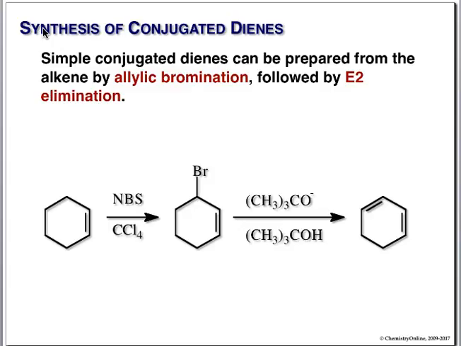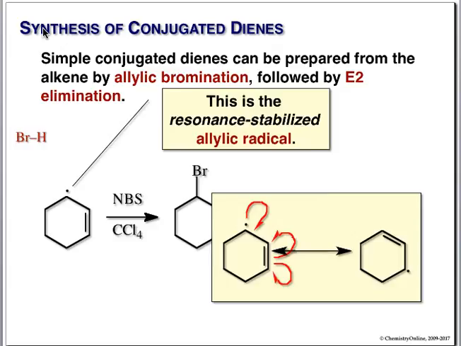I'm sorry, the allylic halide, not hydride, halide. The mechanism here, NBS, we're going to generate bromine radicals. We're going to abstract the hydrogen here. And when we do, we're going to form this radical.